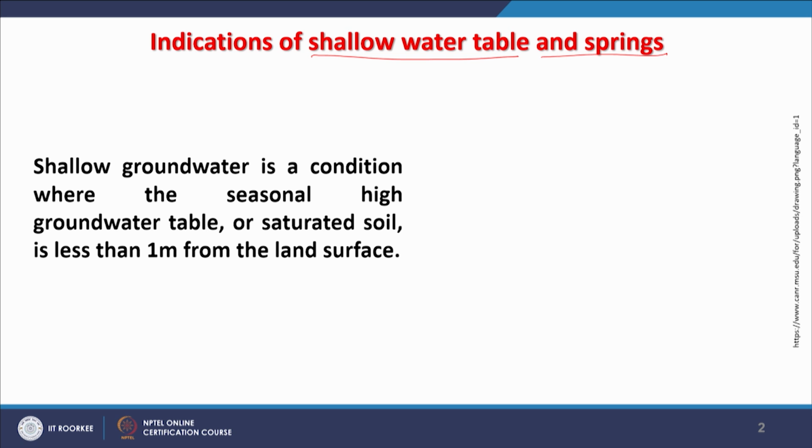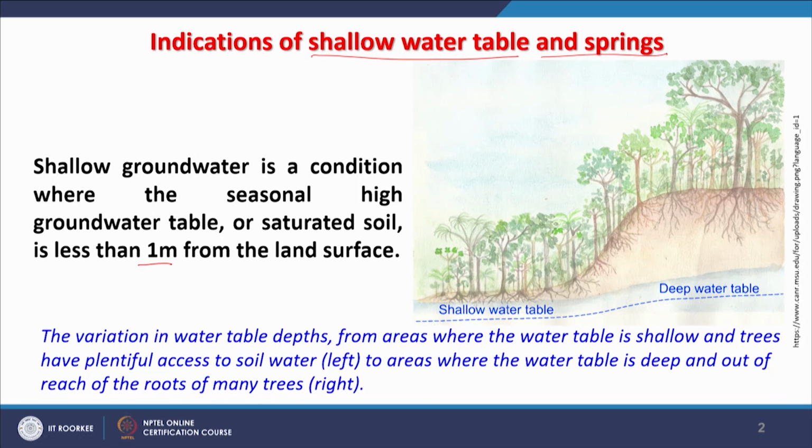The second part is bioindicators. As you know, shallow groundwater is a condition where the seasonal high groundwater table or saturated soil is less than 1 meter from the land surface. Now, this is a very general statement. In some places 1 meter is too big a depth, and in some places 1 meter is too little. But anyway, when we say that the groundwater table is available at 1 meter depth, we generally say shallow groundwater conditions.